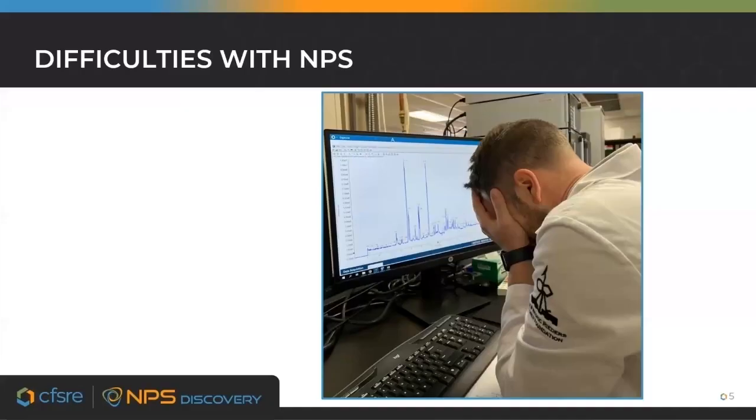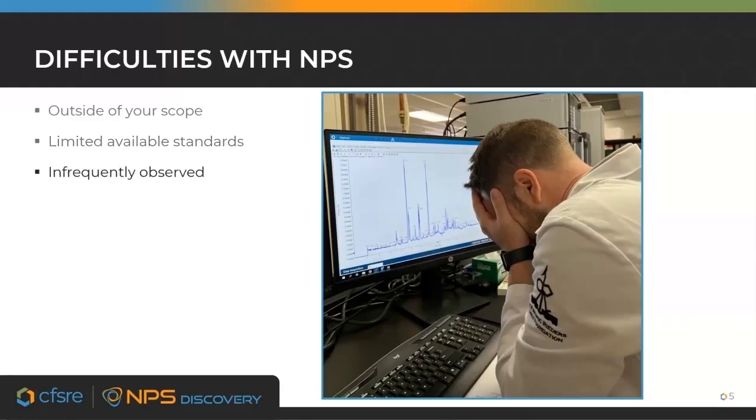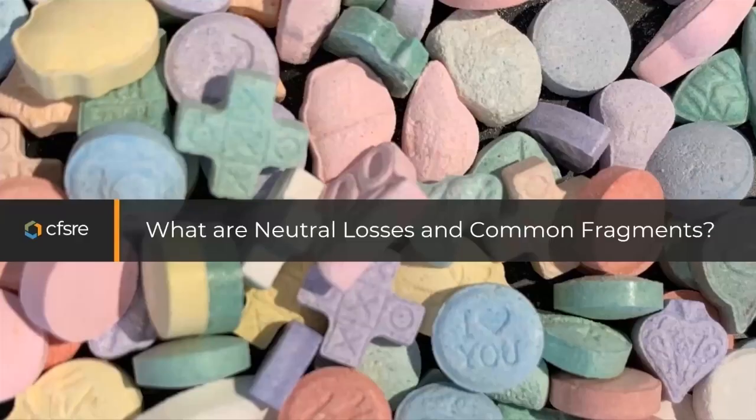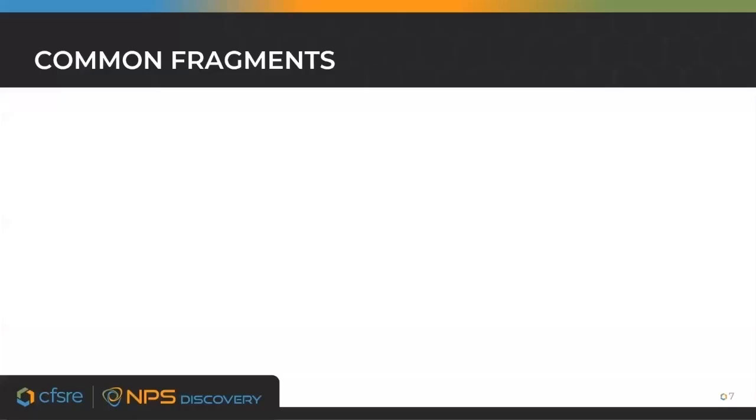Some of the challenges within NPS would be that they are outside of your scope. If you're an international lab, you may have limited available standards. They may be infrequently or only occasionally observed and then completely absent from casework. And so therefore it may be costly and impractical for your lab to update full capabilities for identifying NPS. So what are neutral losses and common fragments, and how can they help you with that problem?